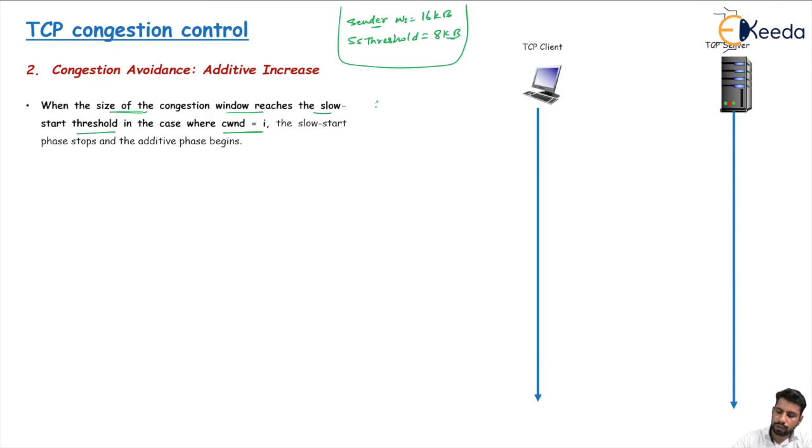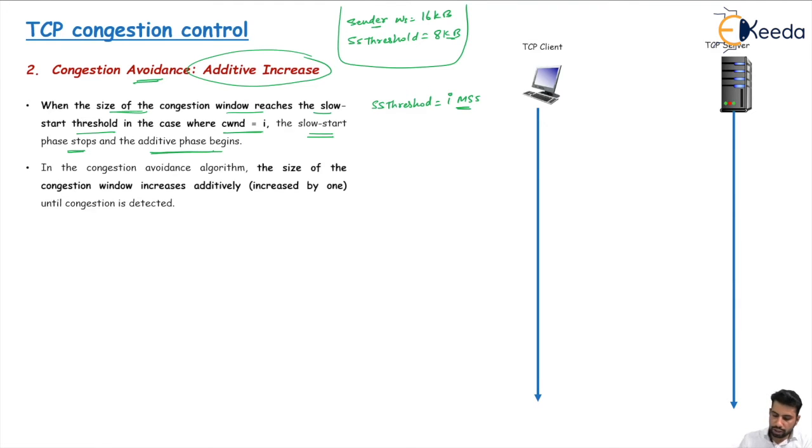For example, the slow start threshold is equal to 1 MSS, and the slow start phase is stopped here. The next phase is going to begin, and the next phase is called the congestion avoidance phase, and we also call this the additive increase phase.